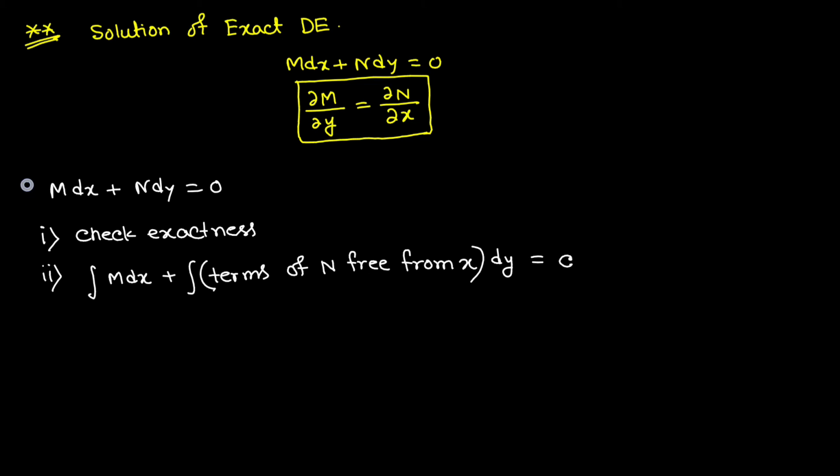Okay, so this is your given equation m dx plus n dy equals to 0. Obviously here the first part is integration m dx, and you know what is m? This is the coefficient of dx, m. So obviously you can integrate this portion. Let me explain you this part. Terms of n free from x. What do you mean by terms of n free from x?